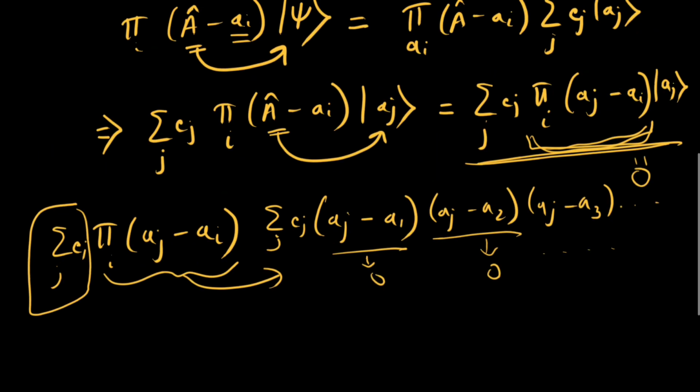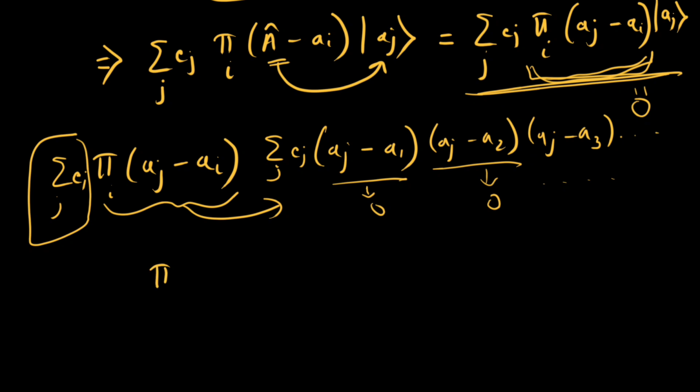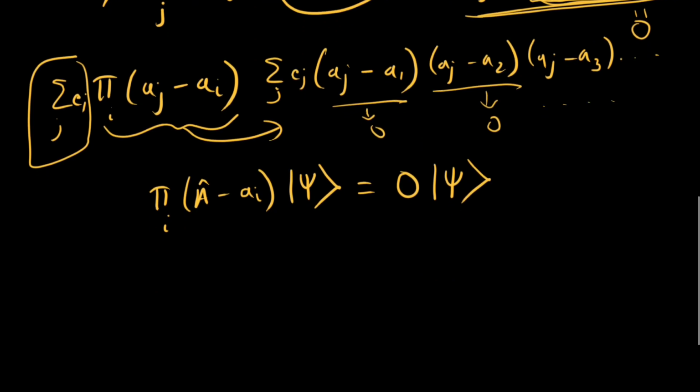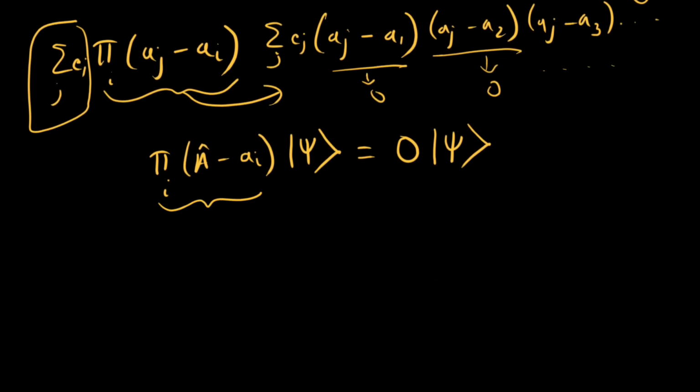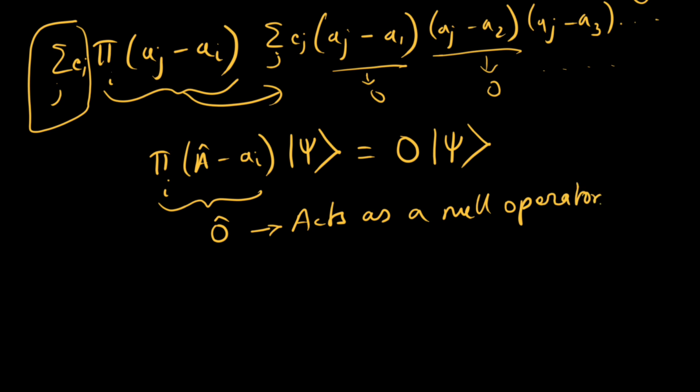So we can write that this operator, the product over i of (A - a_i) acting on the ket psi, is just 0, which we can further write as 0 times the ket psi. So we can see that this acts as a null operator. So we have the proof to our first question.